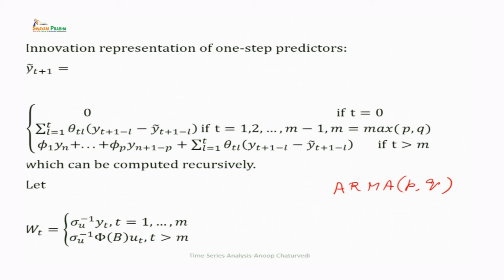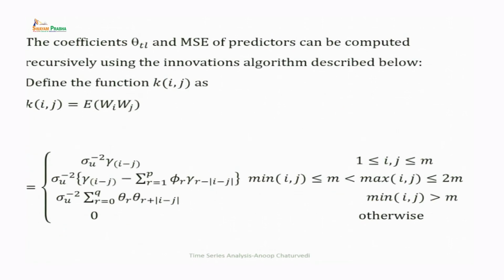And suppose W_t is equal to sigma_u inverse y_t for t equal to 1 to m, and W_t is equal to sigma_u inverse phi(B) y_t for t greater than m, where again m is the maximum of p and q. Then the coefficients theta_{tL} and the MSE of the predictors can be computed recursively using the innovations algorithm, which is described here.